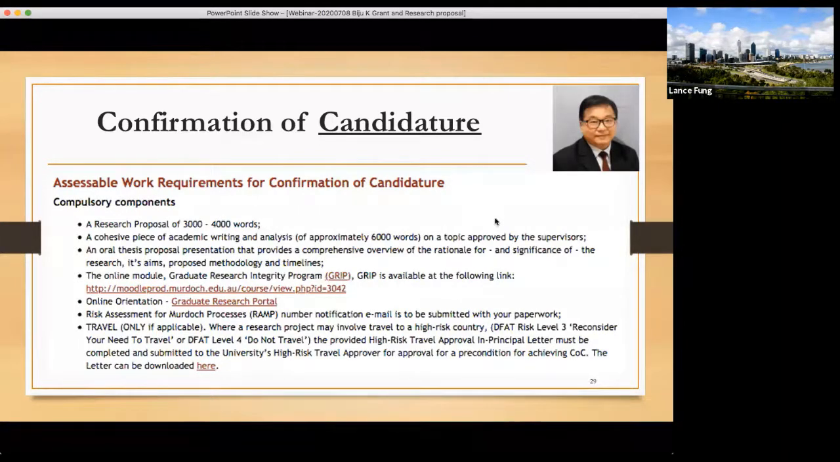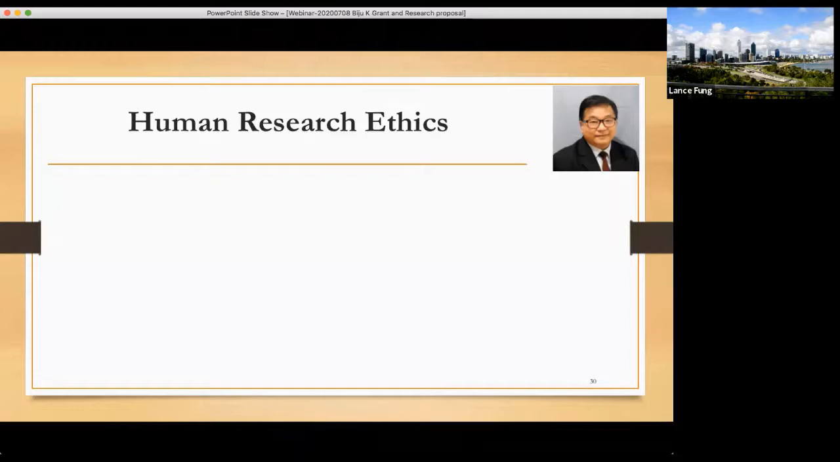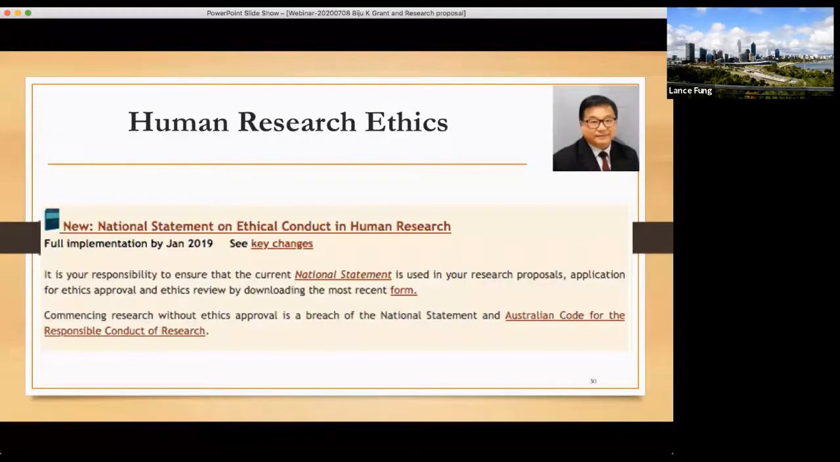The other things are the aims and methodology. You also need to explain what you are going to do, and the timeline. And of course, there are some other additional elements. This is maybe unique to our university, but quite similar in others as well. I mentioned human research ethics. In Australia, if you deal with human beings, we need to abide by the National Statement on ethical conduct in research. And this is important because there are legal implications if you're not following it. We also have the Australian Code for the Responsible Conduct of Research.